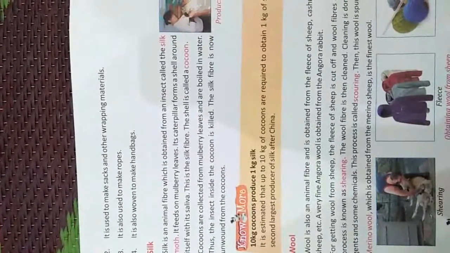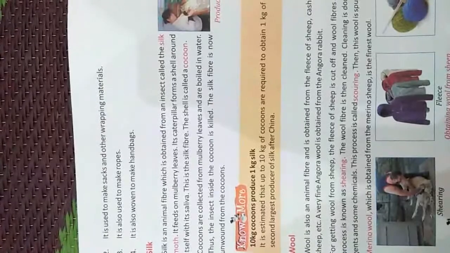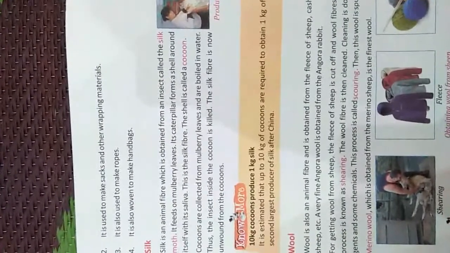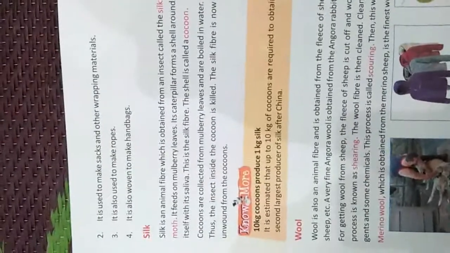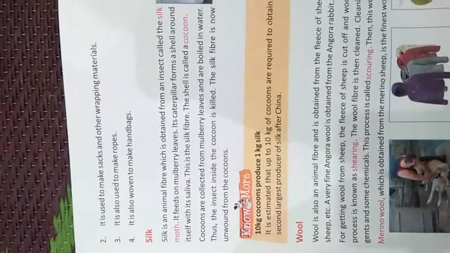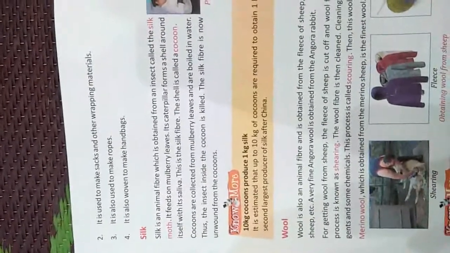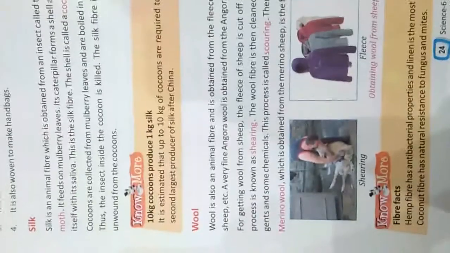Cocoons are collected from the mulberry leaves and are boiled in water, and thus the insect inside the cocoon is killed, and the silk fiber is unwound from the cocoon. Here we have given a fact: 10 kilograms of cocoons produce 1 kilogram of silk, and India is the second largest producer of silk after China.